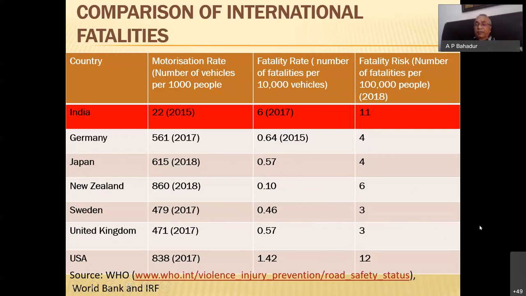And let me tell you one more interesting aspect: the road safety situation in Japan and India, when we gained independence in 1947, was somewhat similar. But in the last 70 years, we are nowhere compared to Japan. So that is how we have to change our thinking and approach towards building our road infrastructure.